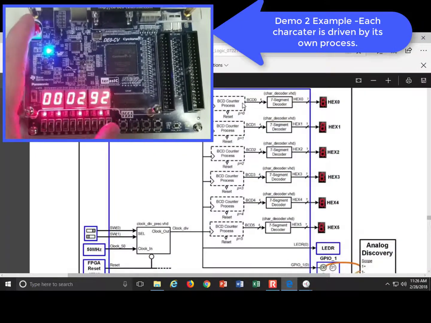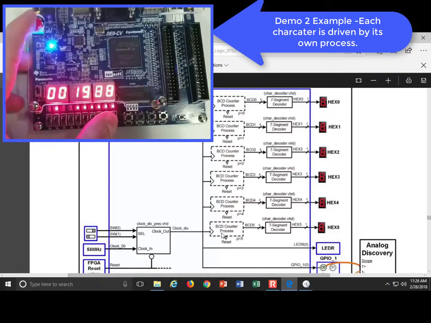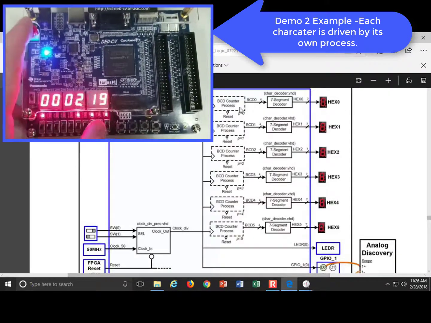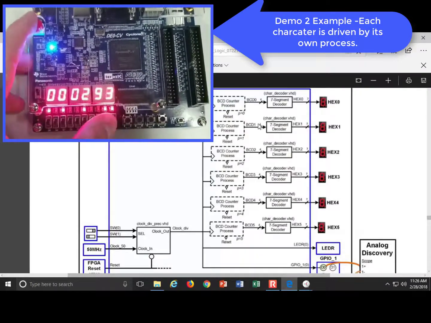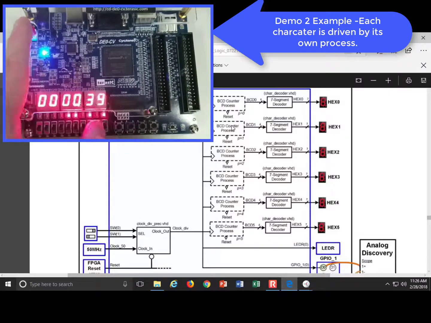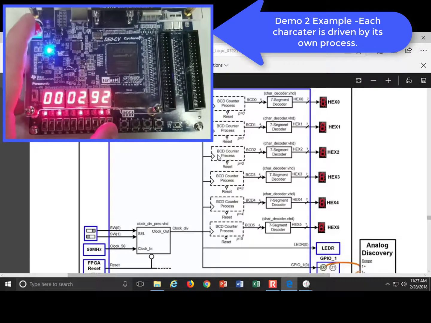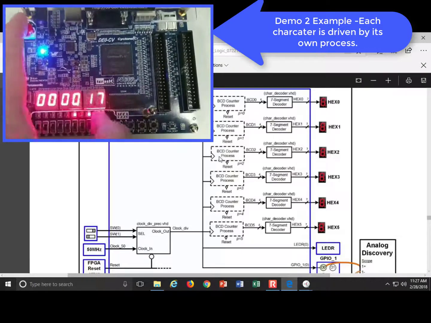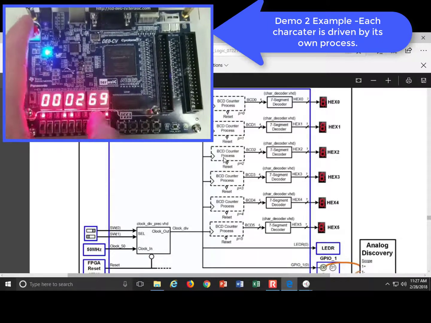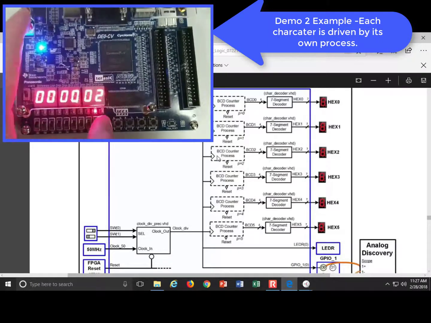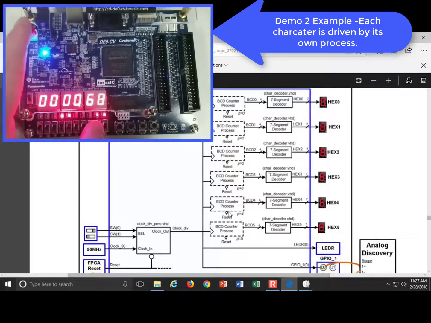You are going to create 6 processes. The first process will drive hex 0. Okay? Position 0. You are going to create another process that will drive hex 1. But it is going to depend on the position 0 process. You will create a third process, but it will depend on the 2 processes before it. You will create a 4th process. It will depend on the 3 processes below it. And so on and so forth.